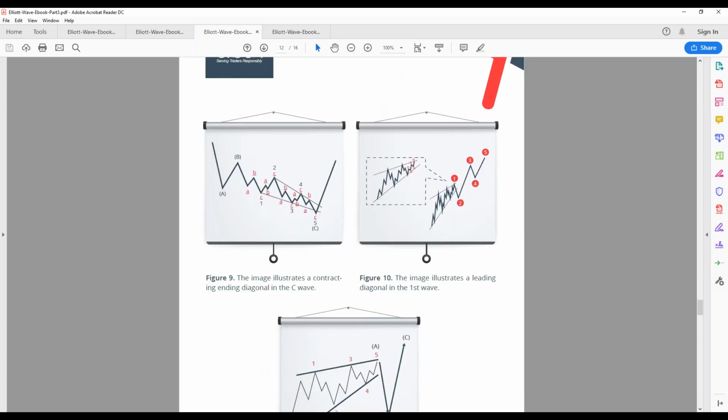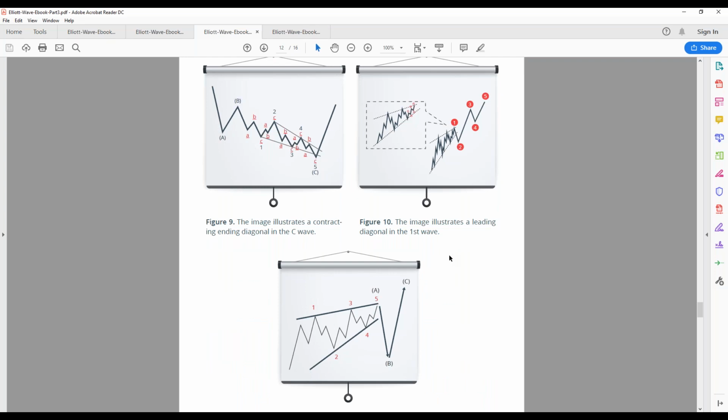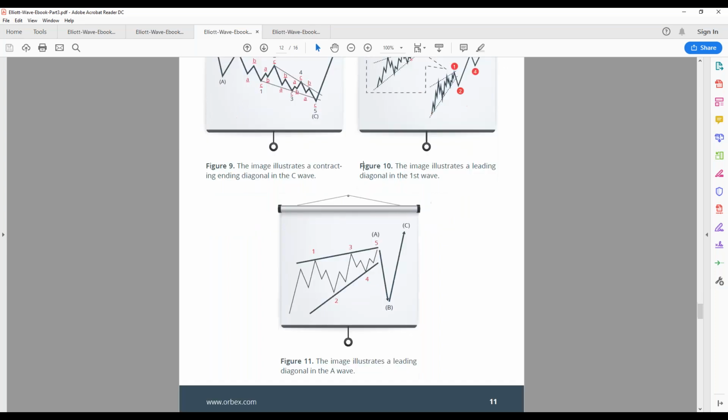Now these are some examples of ways in which the ending and leading diagonals could occur. And the difference between them is the following. Let's say, for instance, you have a wave A. This is a leading diagonal in wave A, and an ending diagonal, let's say, in the C wave. One thing that you need to know is that leading diagonals form in a wave 1 or A, and ending diagonals form in a wave 5 or C. That's pretty much everything to it.